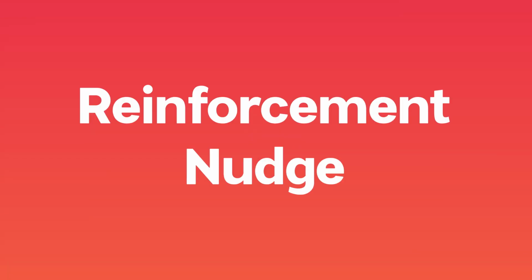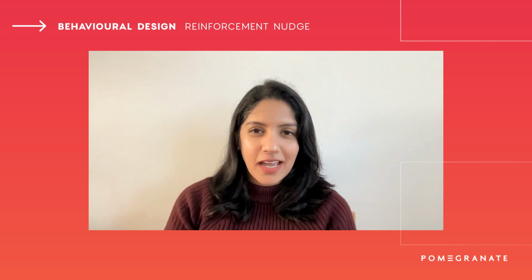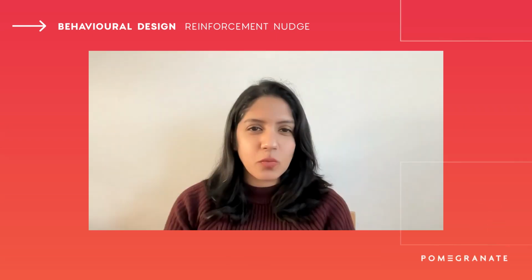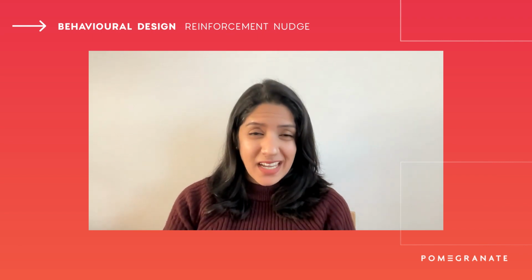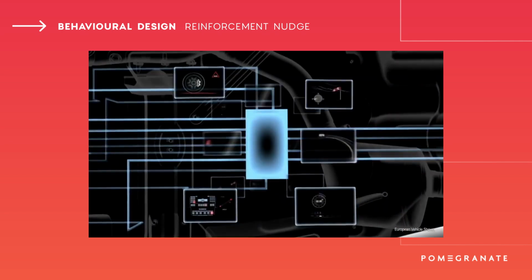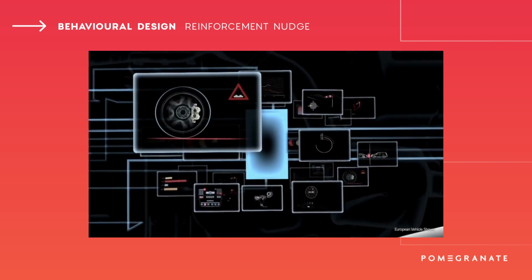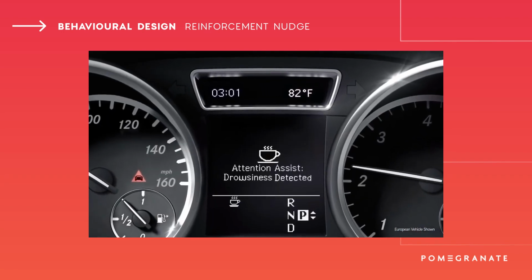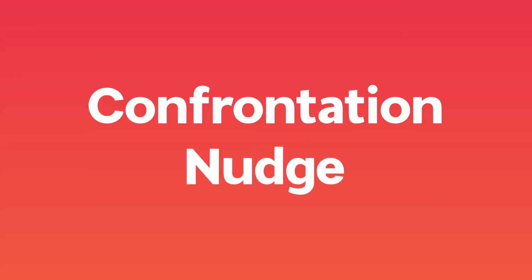Number 2, reinforcement nudge. Reinforcement nudges remind us about optimal behavior. Apple smartwatch users will remember the stand reminder, which gives users a notification to stand up and move around every once in a while as a nudge to get users to be a bit more healthy. Some car brands like Mercedes give their drivers a visual and sound-based reminder to take a driving break when it detects small irregularities or errors in their driving pattern, which is fantastic as it helps to jolt drowsy drivers into taking beneficial action. Number 3, confrontation nudges.